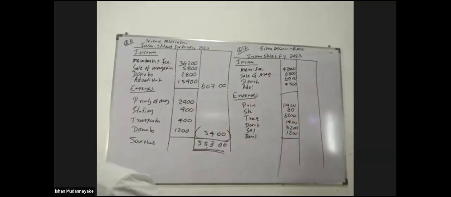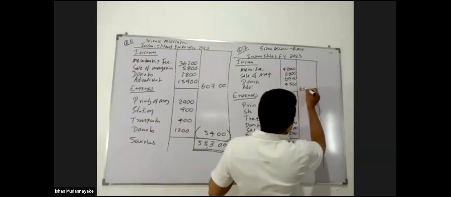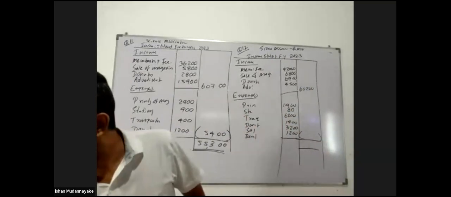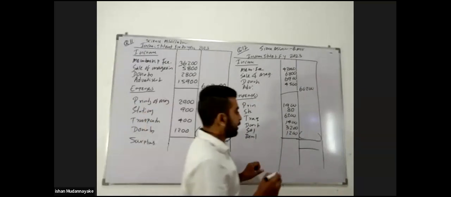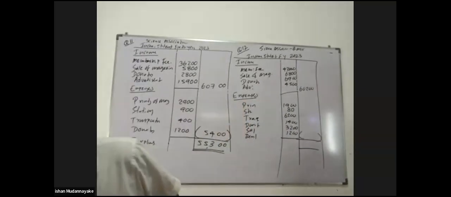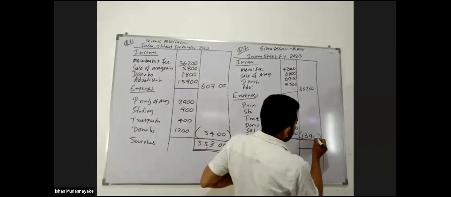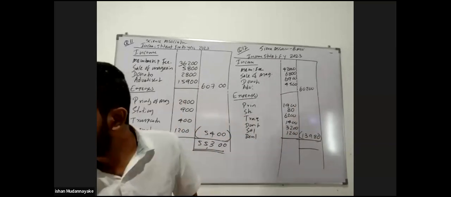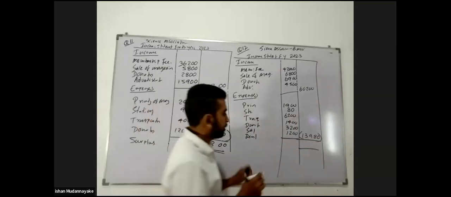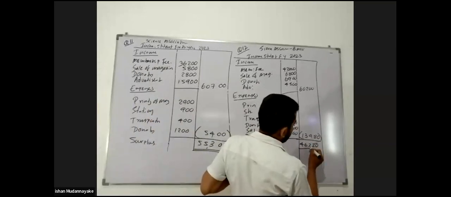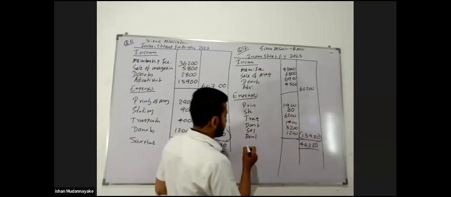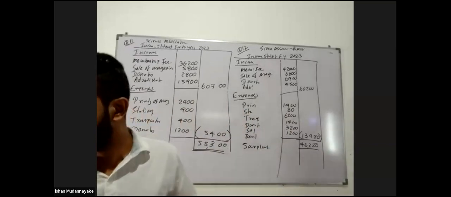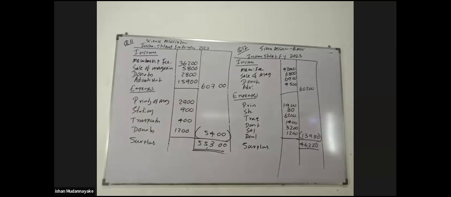Total income 60,200. Total expenses 13,980. Then the surplus is 46,220. Done. Surplus 46,220. Okay then.